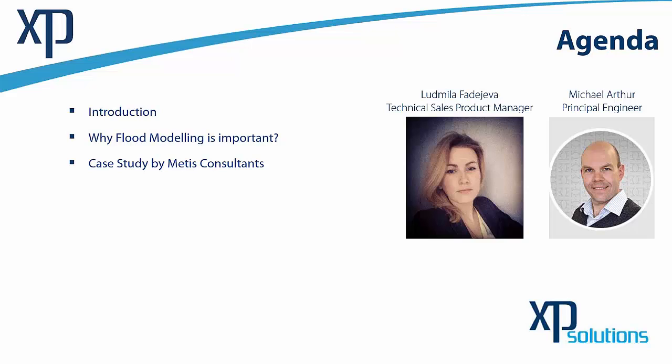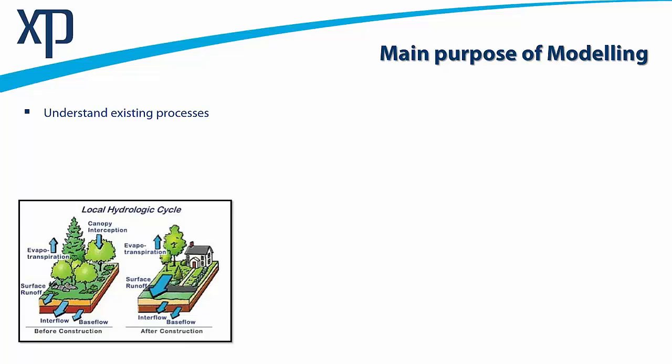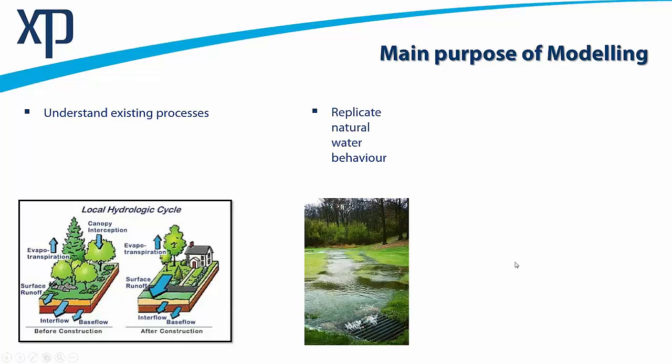Our agenda for today is introduction, why flood modeling is important, and a case study by Michael from Metis Consultants. Main purpose of modeling. Why do we need to do modeling? Mainly to understand existing processes, why and how the water flows, what happens with the water, to replicate natural water behavior, to actually map it and be able to see how water moves and where it goes, and to understand consequences of a change.